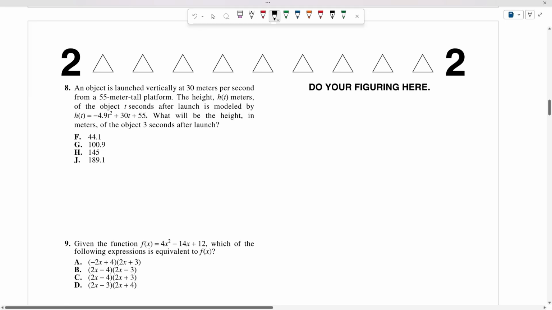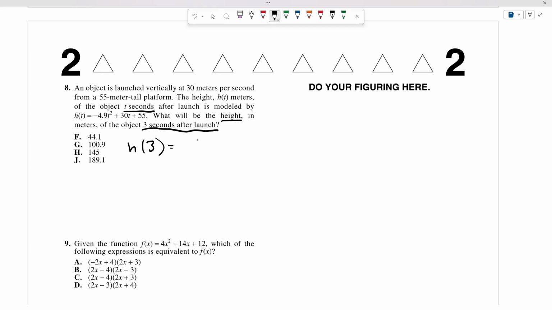Number 8, this is a physics problem. When I see a physics problem, I just go to the last sentence immediately, and I see whether it's asking me for the height or whether it's asking at what time the object is at the ground or at some height. Okay, here it's asking me what will be the height, and it gives me a time, 3 seconds. So immediately I'm like, okay, I'm gonna plug in 3 for time, because the time is in seconds. So to find out what h of 3 is, that's gonna be negative 4.9 times 3 squared plus 30 times 3 plus 55.